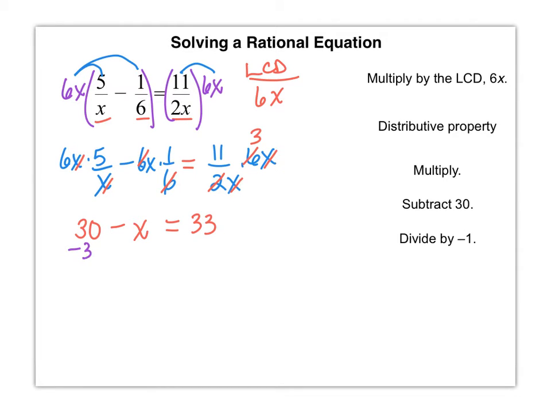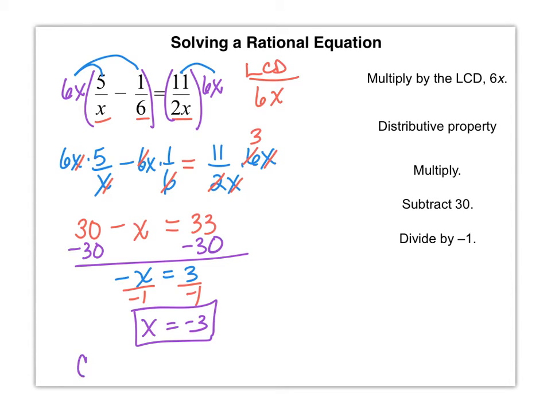We can subtract 30 from both sides of the equation, and we get negative x equals 3. And then by dividing both sides of the equation by negative 1, we see that x is equal to negative 3. Now this is our solution to the original rational equation.